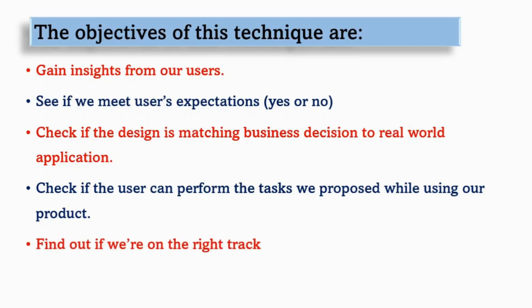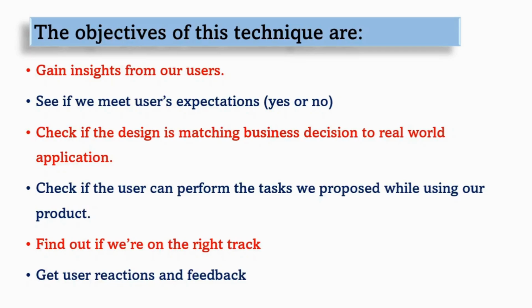The next objective is to find out if we are on the right track or not. By just giving the instructions, you will get to know whether you are on the right track. The next objective is to get user reaction and feedback. We design the product and go for usability testing, so it is our objective to get the user's reaction as well as their positive or negative feedback to enhance the user experience.